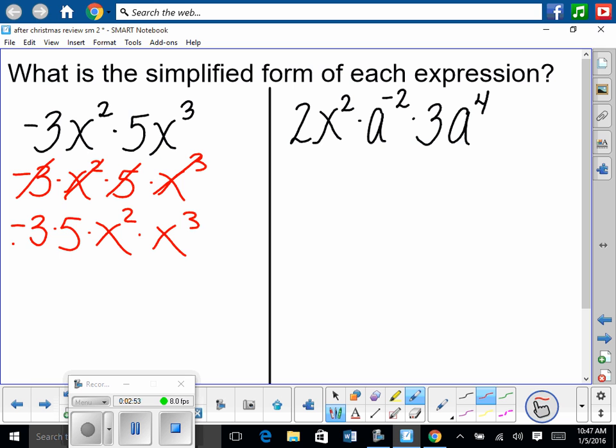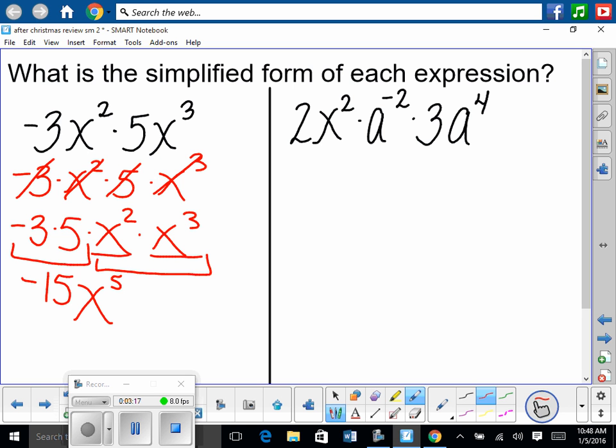Now simplify it in pieces. Now do not add those things. These are numbers. Multiplication didn't magically become addition all of a sudden. This is literally negative 3 times 5. Negative 15. Now this is the same base, and we're multiplying the same base. So what do we do with our exponents? Add 2 plus 3. So negative 15 x to the 5th.